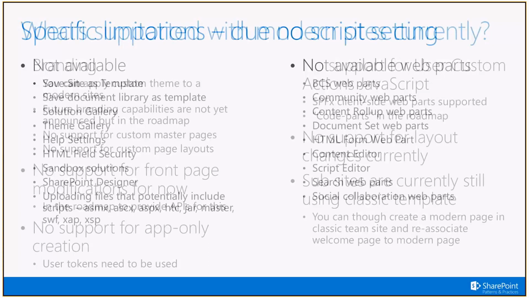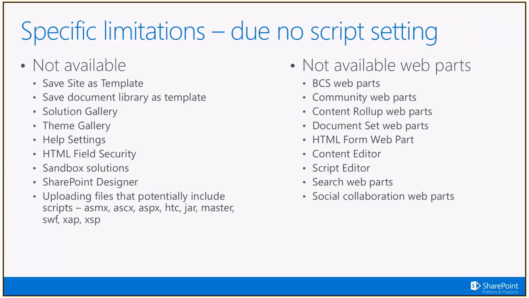Good. Now, we mentioned the no script, or the fact that a site has scripting disabled, once again, it depends on the terminology we are using. These are the high level things which are not available when scripting is disabled on a site. And this actually applies on classic team sites as well, if the no script setting is enabled. So Save site as a template is not available, save document library as a template is not available, solution gallery and theme gallery are not available. You can apply a custom theme, like mentioned, but you cannot actually define a custom theme in the theme gallery. Also not available: Help setting, HTML field security, sandbox solution, SharePoint Designer, and uploading certain files which potentially could include a script. So these are not available within this kind of a site.